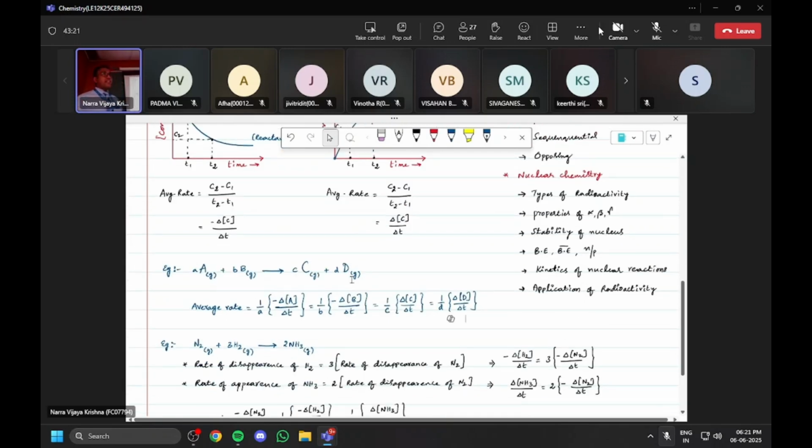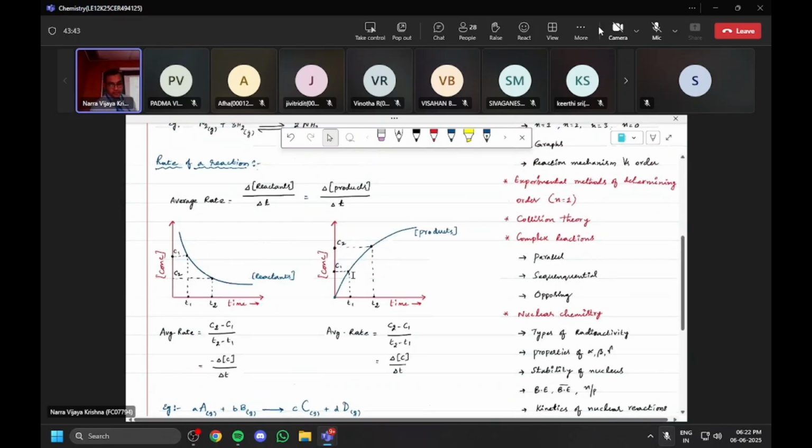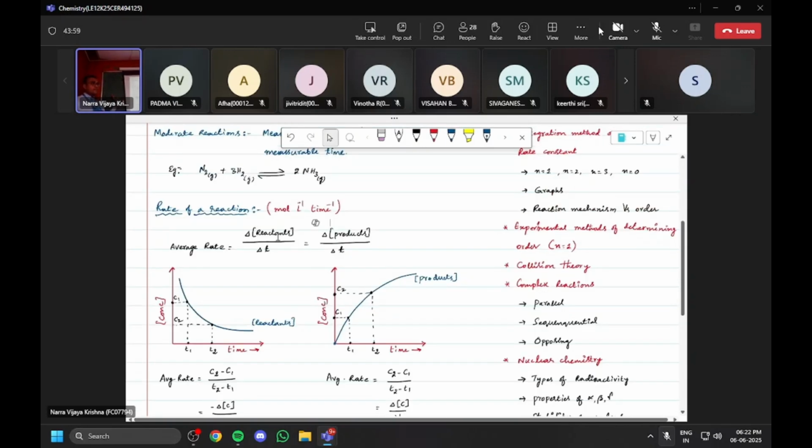What are the units of average rate? Change in concentration by change in time. So what is in the denominator? Time. Numerator? Concentration. Change in concentration means concentration units only. So what are the units of it? Moles per liter per time. Right? So the average rate units, here I am writing, mole per liter per time. Correct? This is about average rate.